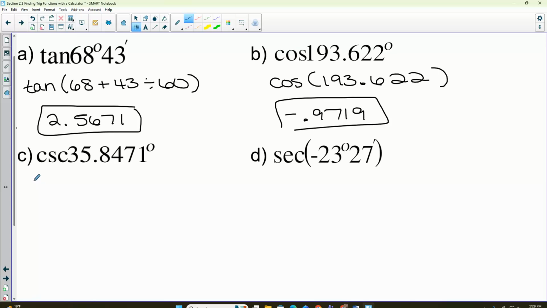Okay, cosecant. I do not have a cosecant button. So in order to type this in, I have to change it to one of the functions we already have. Cosecant is the same thing as 1 over sine. So I'm going to type it in as 1 divided by the sine, 35.847.